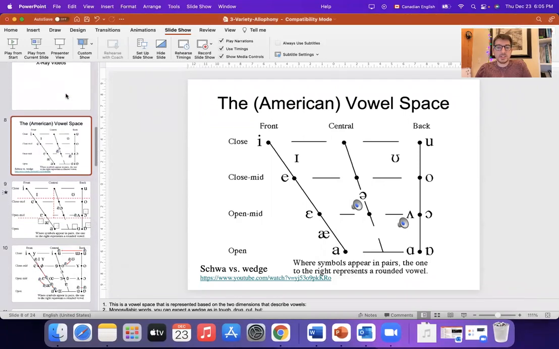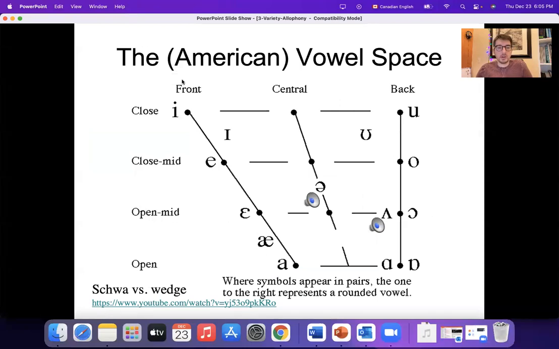The thing is with the American vowel space, now we come to the vowel space that we can draw based on our knowledge of the description of the dimensions. Basically, this is the frontness dimension and this is the height dimension. So high, mid, low, and front, central, and back. The difference in certain vowels in the American vowel space appears in schwa and wedge.